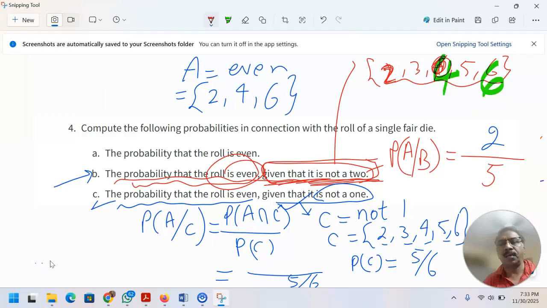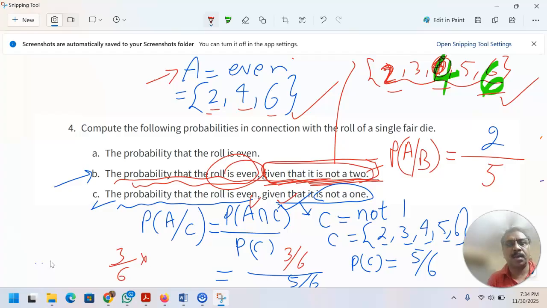And hope you guys understood this piece. So now A is even. So I wanted to know how many have even as well as not one. And you can see 2, 4, 6. 2, 4, 6 is appearing here as well as here also. So there are 3 of them. So the probability for that to happen is 3 out of 6. So keep, change, flip: keep the numerator, flip the division to multiplication, 6 to 5, and you get 3 by 5. Okay, so this is how we can solve this.